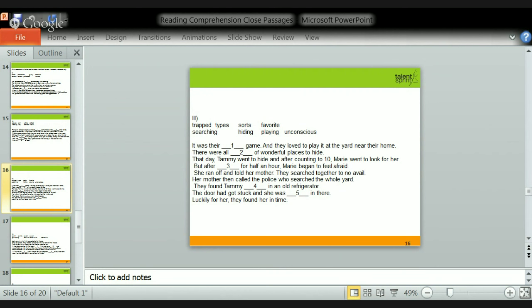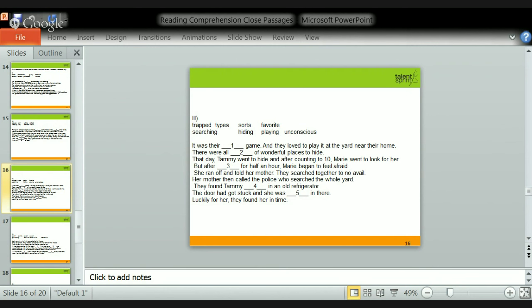Look at the options. It was their dash game and they loved to play it at the yard near their home. So it is a game. Obviously, somebody who likes the game only plays it, right? If you look at the options, trapped cannot come, types cannot come, sorts cannot come, searching cannot come, hiding cannot come, playing cannot come, unconscious cannot come. So the correct word for this missing blank is favorite, because once you have a favorite game, you love to play the game. That's the right answer.